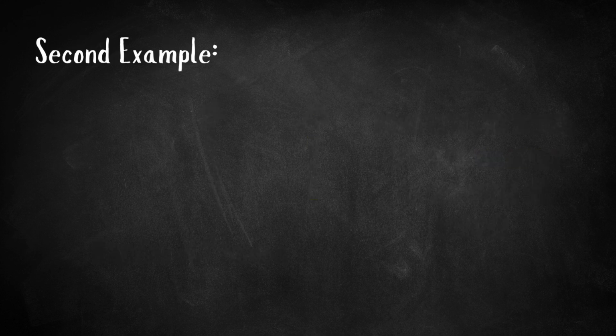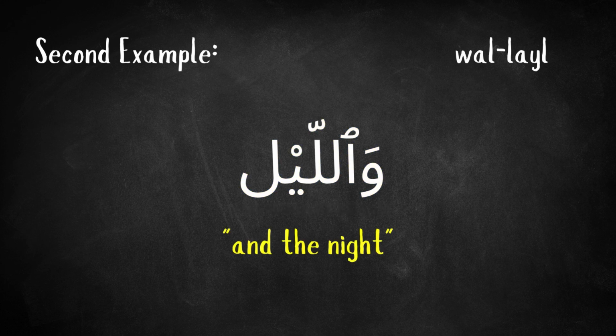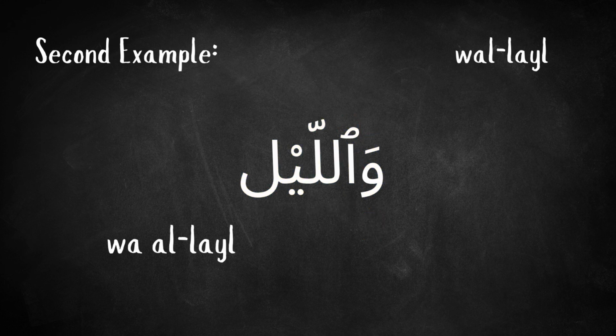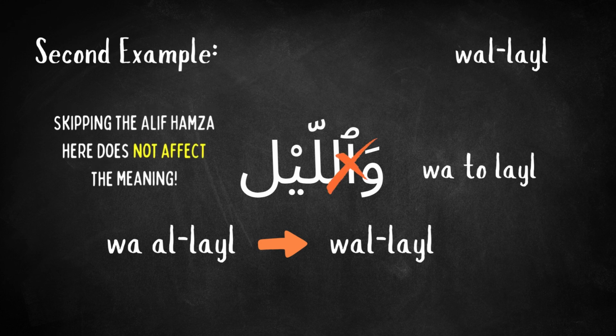Second example, wal-layl, meaning and the night. Adding waw before al-layl skips the alif hamza sound. Instead of saying wa al-layl, you say wal-layl, moving smoothly from wa to layl. Skipping the alif hamza in this case also does not affect the meaning.